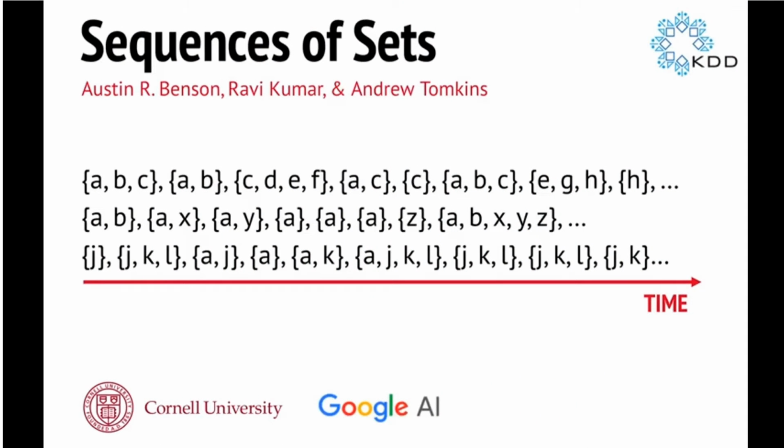Here are some examples of sequences of sets. Benson, Kumar, and Tompkins showed this example. We have the first term, the set containing elements a, b, and c. That is followed by another set which contains the elements a and b, and that is followed by another set containing the elements c, d, e, and f. So this is going to be the appearance of a sequence of sets.